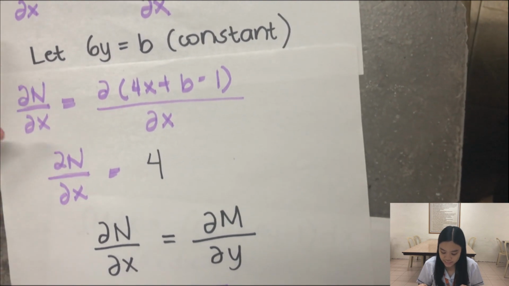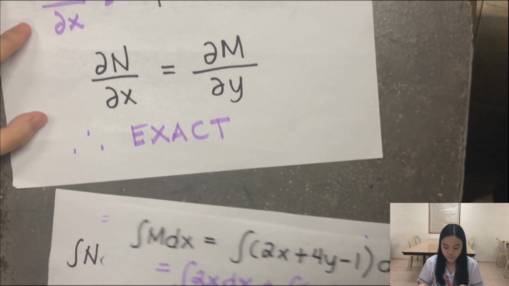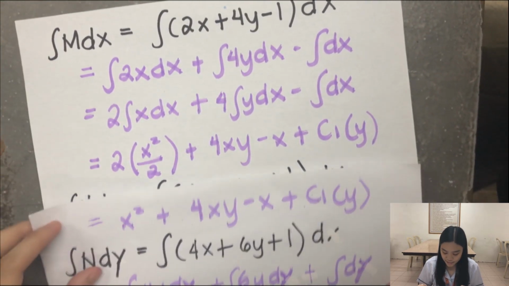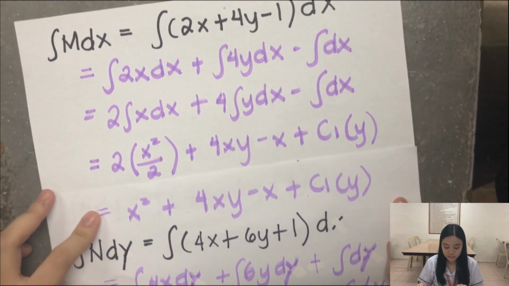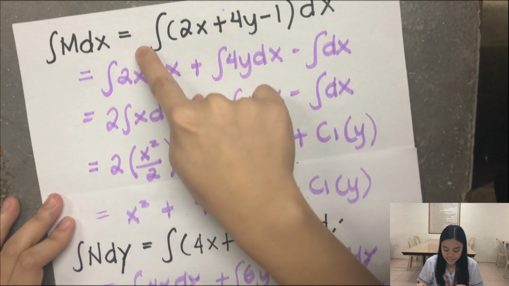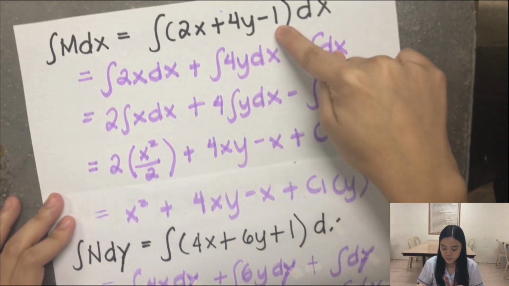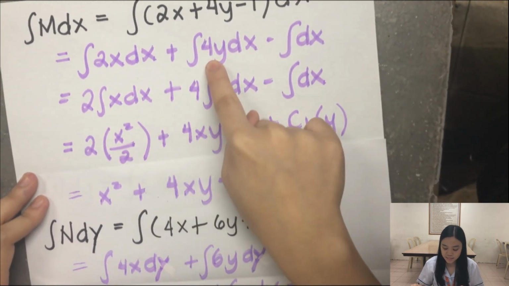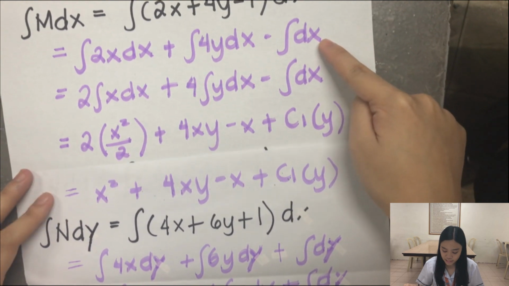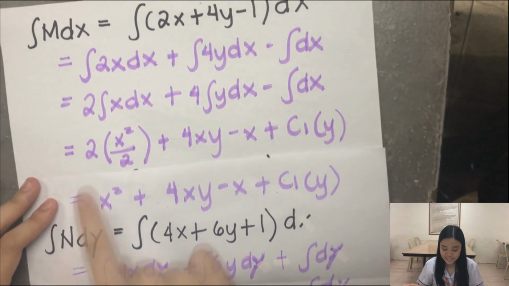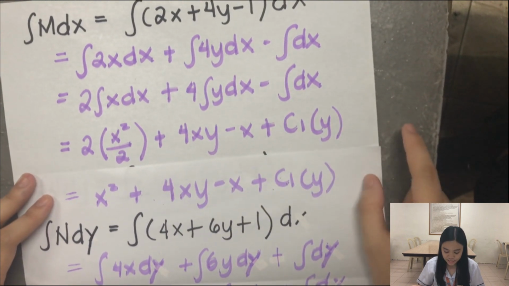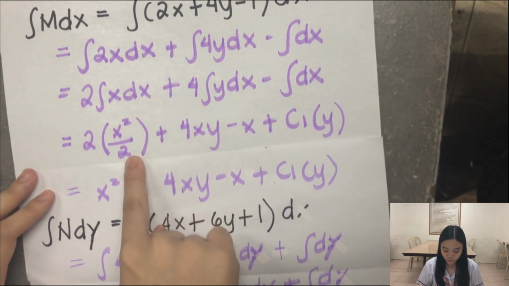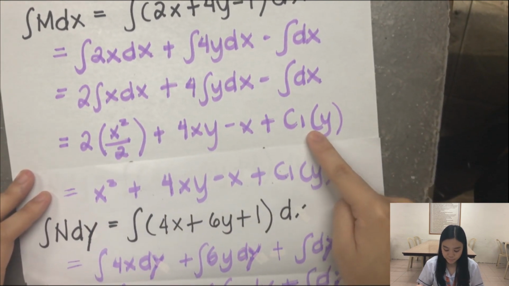And now, what we'll do is take the antiderivatives with respect to the appropriate variables. So we will take the antiderivative of M in terms of x and N in terms of y respectively. The integral of M dx is equivalent to the integral of 2x plus 4y minus 1 dx, giving us the integral of 2x dx plus the integral of 4y dx minus the integral of dx. Let us move the constants outside the integral signs and integrate. It is equal to 2 times x squared over 2 plus 4xy minus x plus c1.